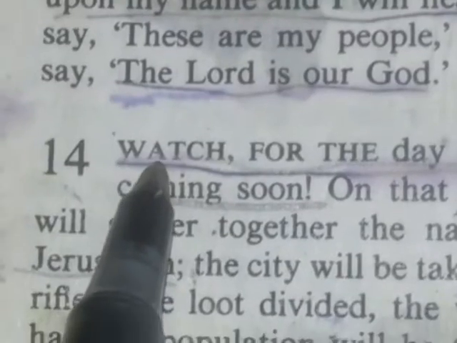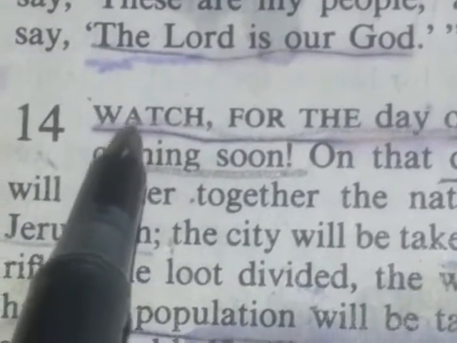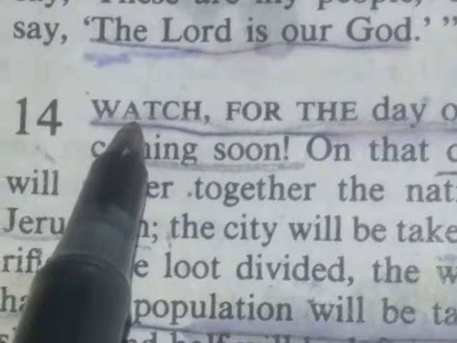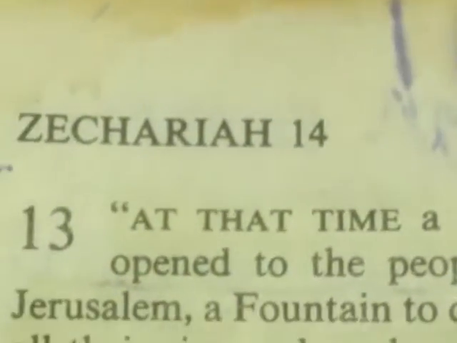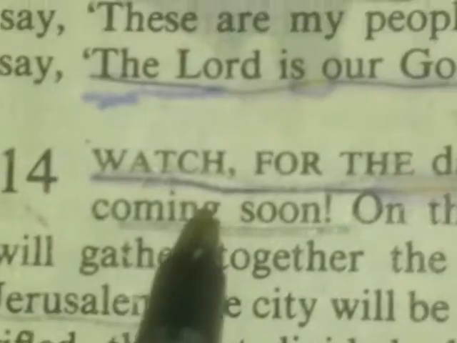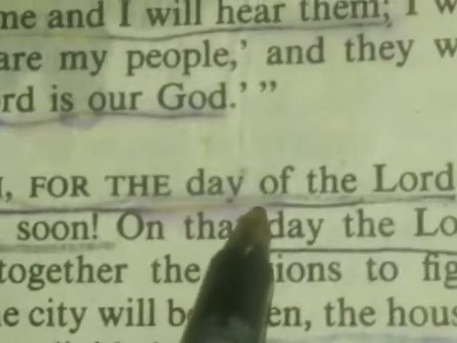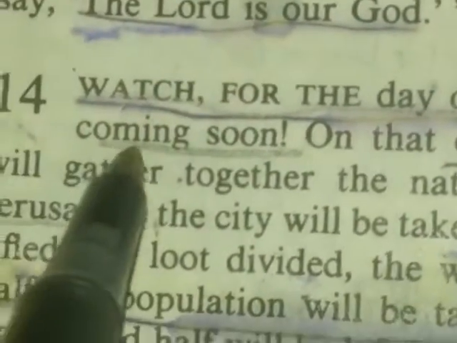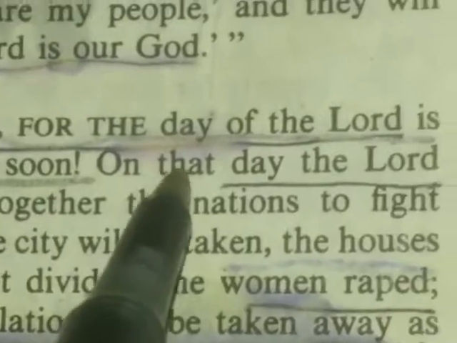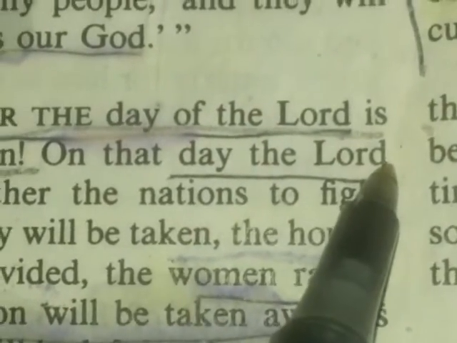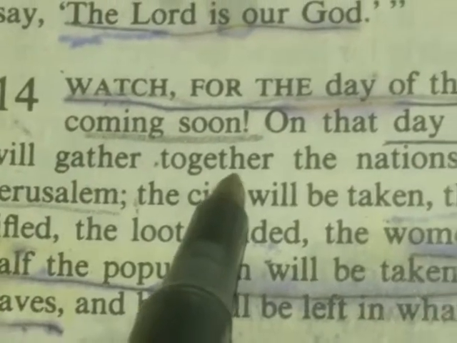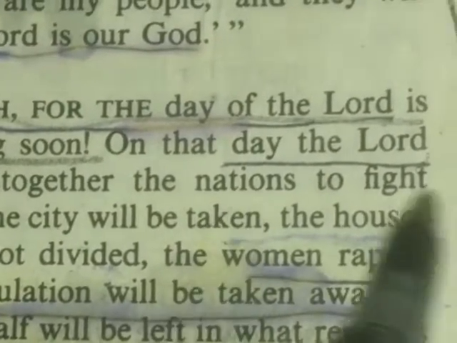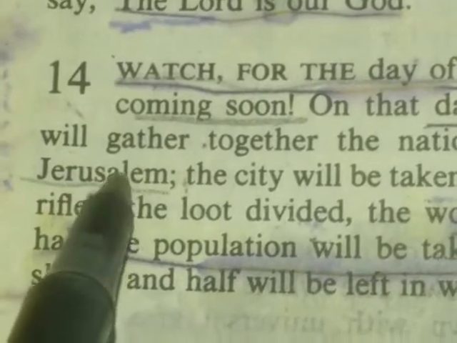It's a watch of Zechariah. His real name is Zechariah, but they call him by another name right here. In the 14th chapter here. Verse 1. Watch, for the day of Yah is coming soon. On that day, he will gather together the nations to fight Yah Shalom.